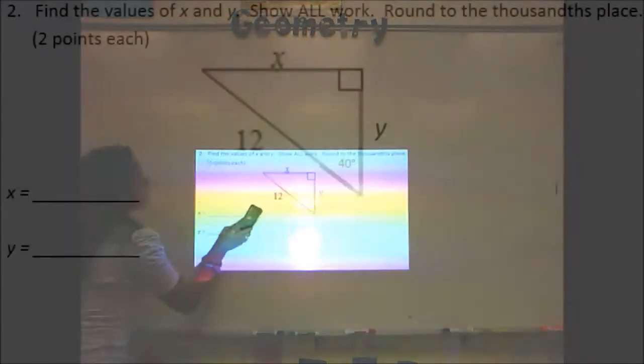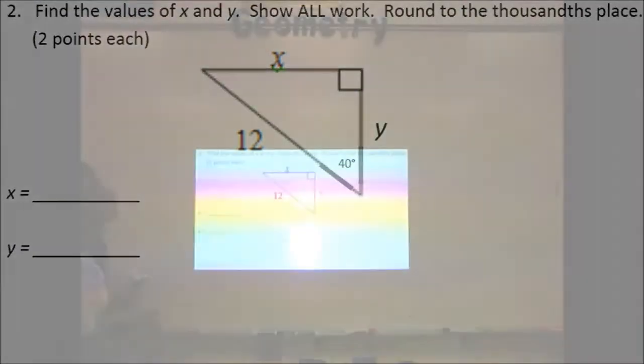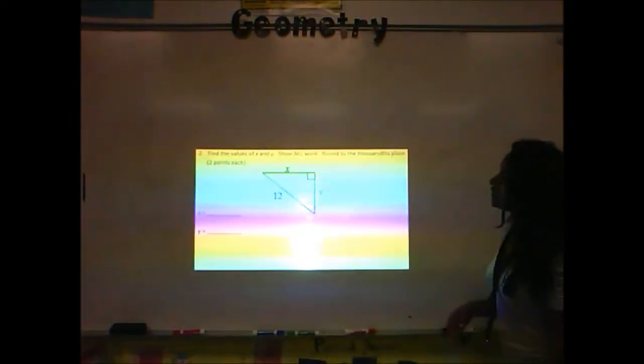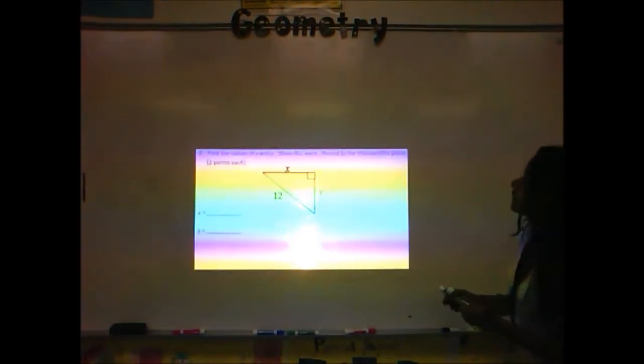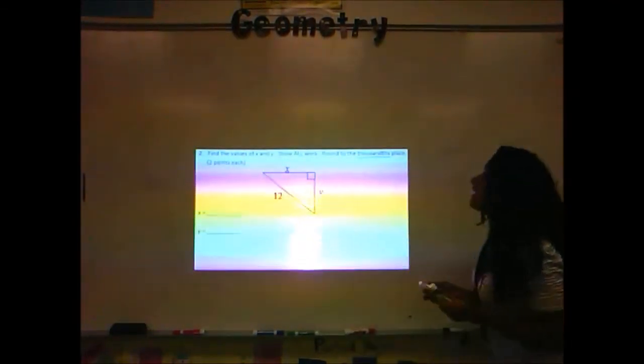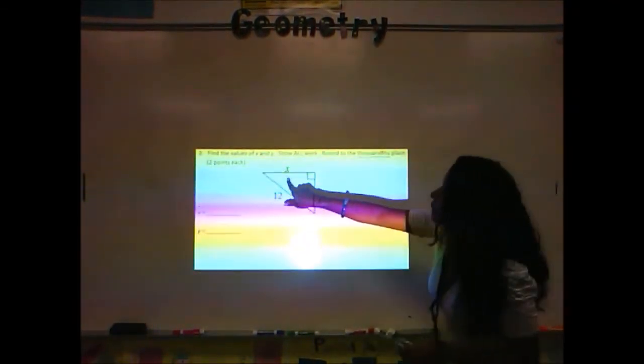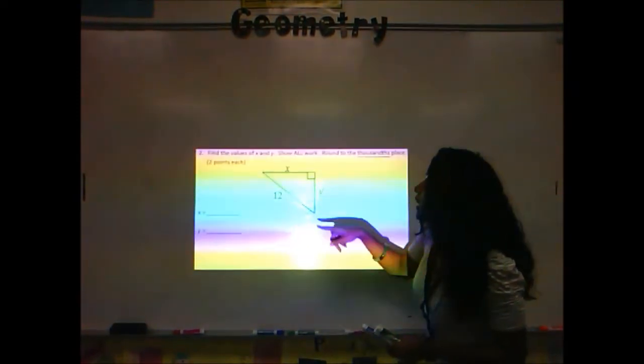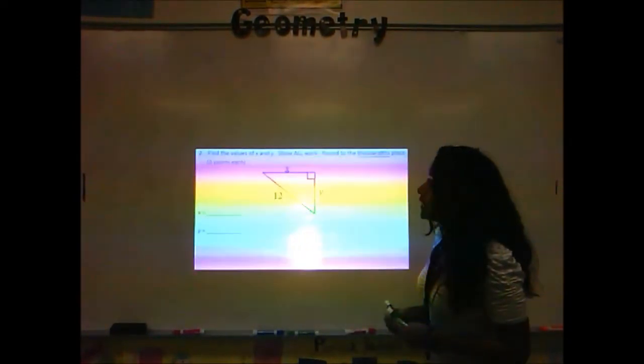Alright, so number 2. Find the values of x and y. Show all work. Round to the thousandths place value. So we're rounding to the thousandths place value. We want to find the values of x and y. Now, let's write down what information they gave us.